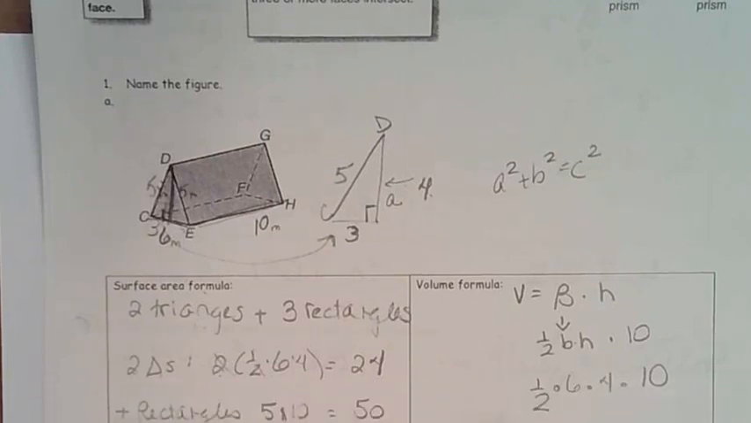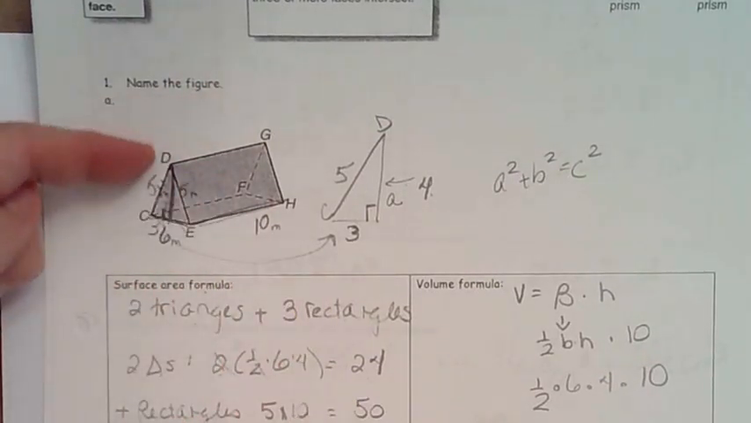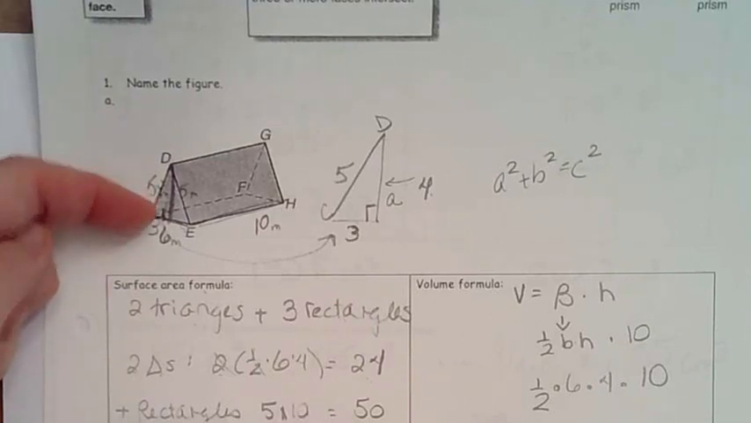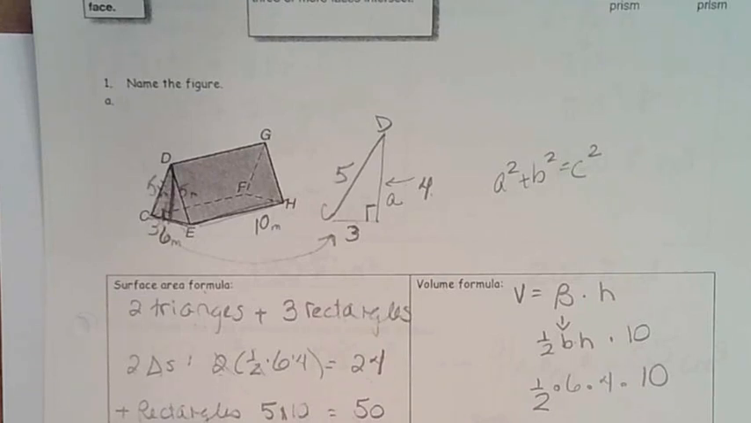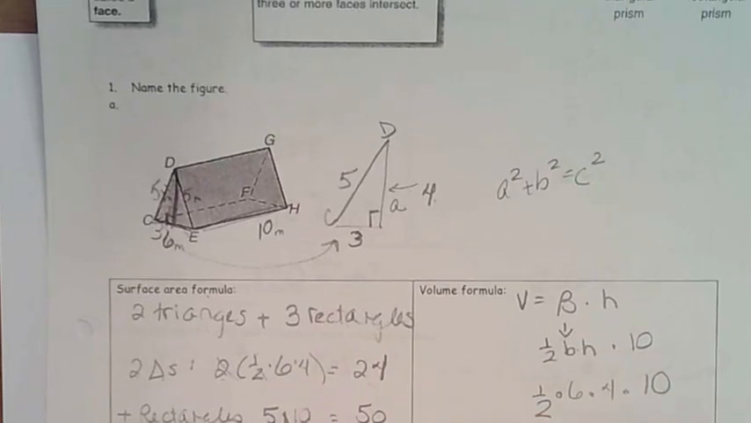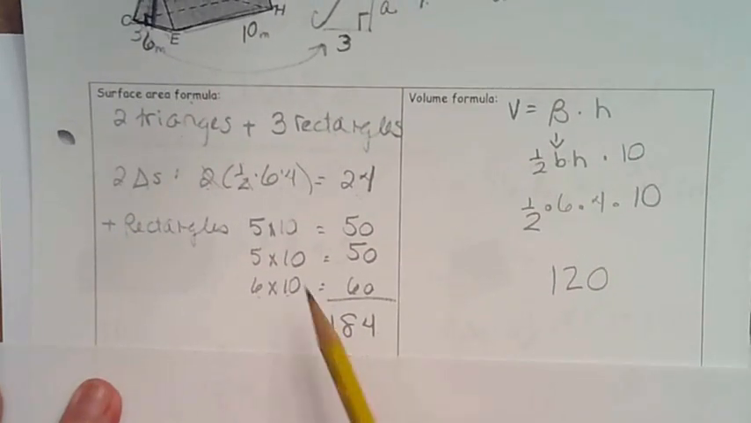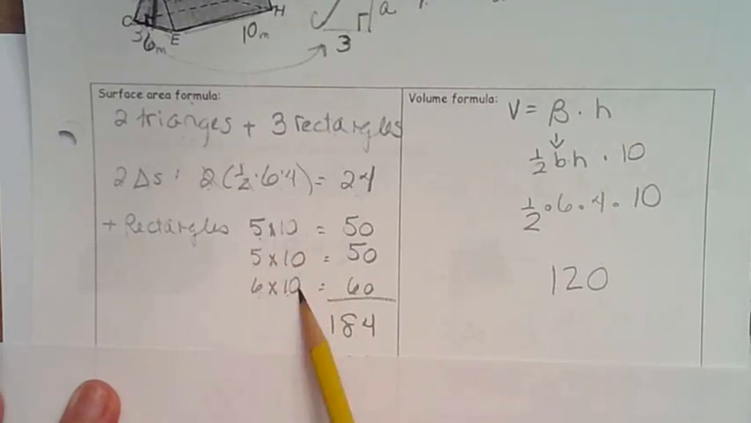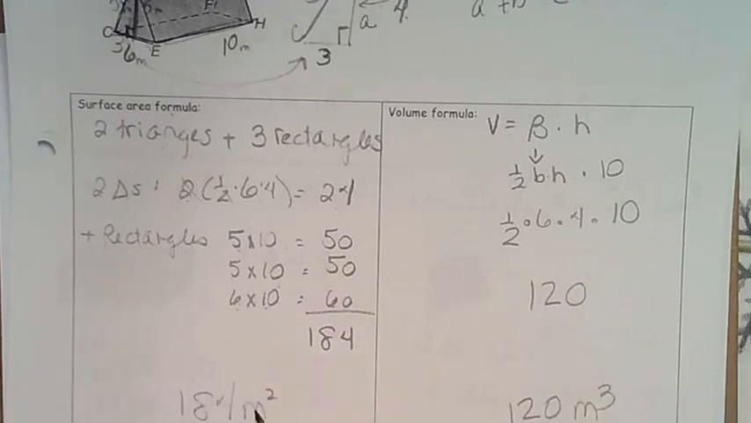Moving on from that, I have 3 rectangles. I have a rectangle, this big one here that you can see, that's 5 times 10. One just like it in the back, that's also 5 times 10, and the one on the bottom that is 6 times 10. These are the areas for each of those rectangles, and I can get my grand total of 184. So 5 times 10, 5 times 10, 6 times 10. So now 184 meters squared is my total surface area.